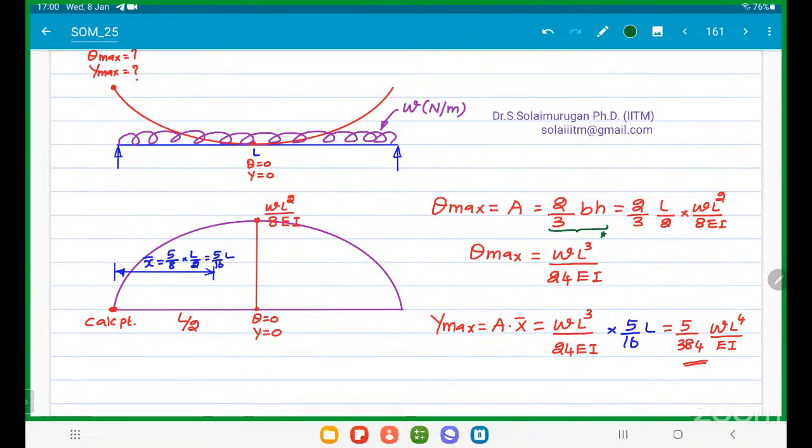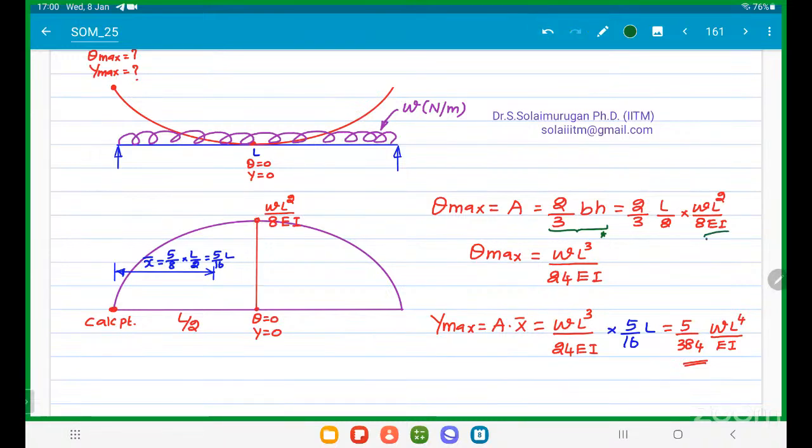Okay, so 2 by 3. B is L by 2. H is the height. What is the maximum bending moment? Small w L square by 8. Very, very famous. In the last two classes, you have seen it more than 6, 7 times, or around 8 times. This is asked in the previous year mechanical GATE exam. So you know the importance. Small w L square by 8.